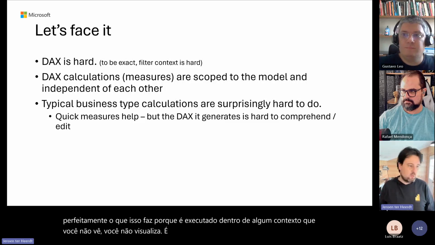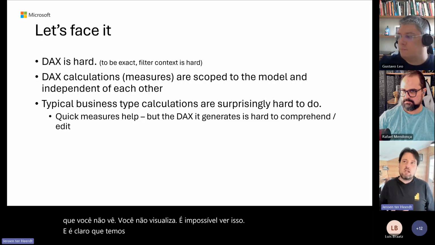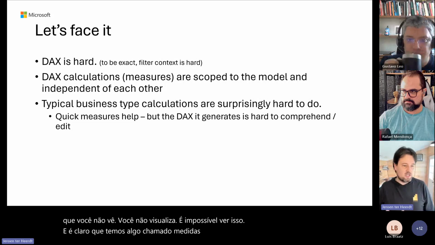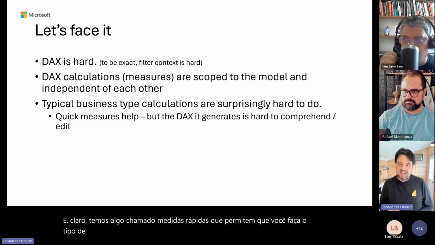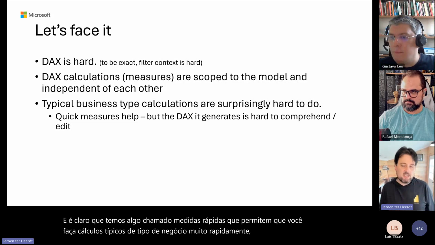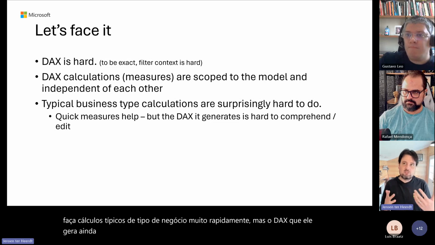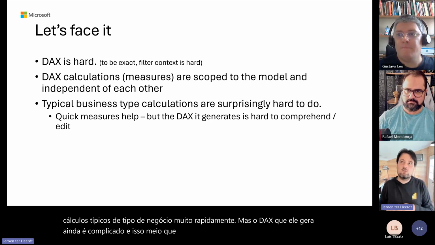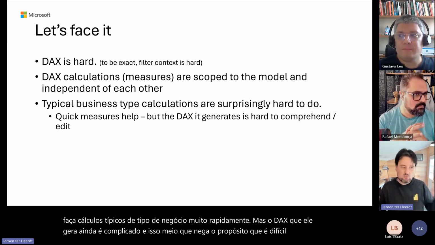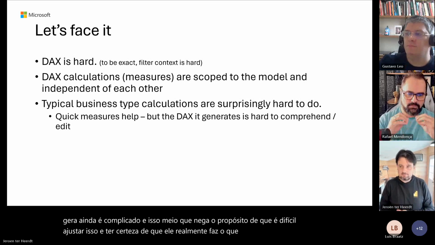And of course, we have something called quick measures, which allow you to do typical business type calculations very quickly, but the DAX it generates is still complicated, and that kind of negates the purpose, because it is hard to then tweak that and make sure it actually does what you intended to do.